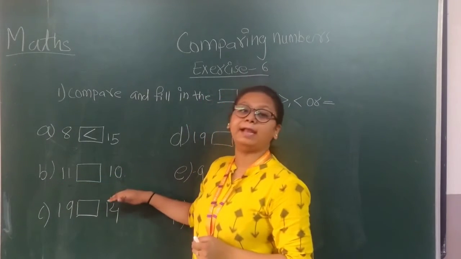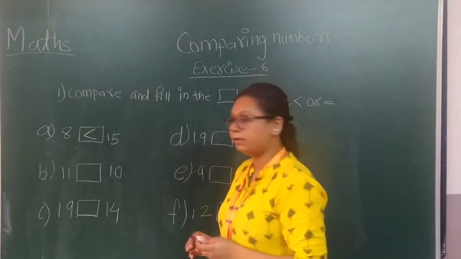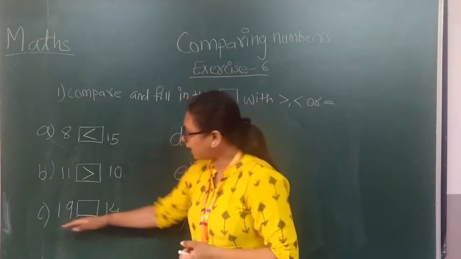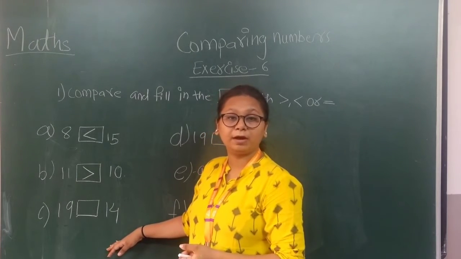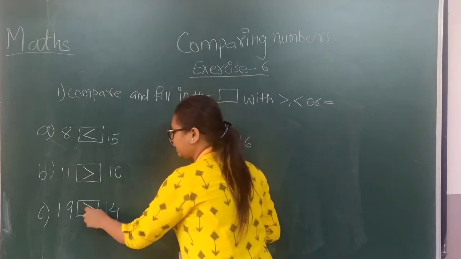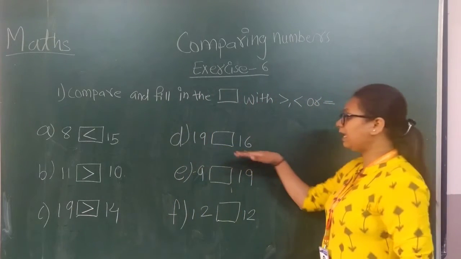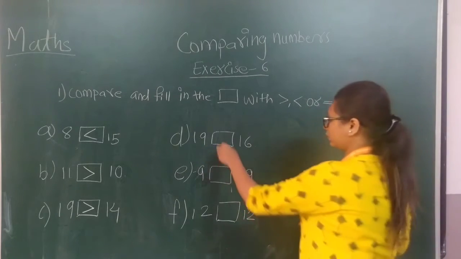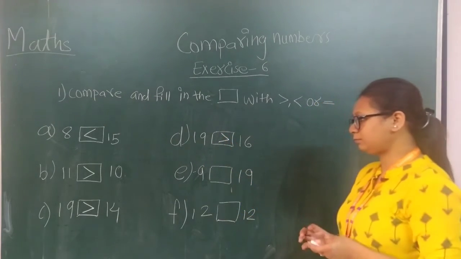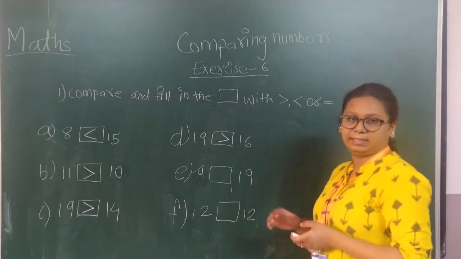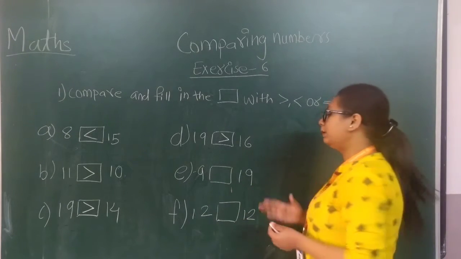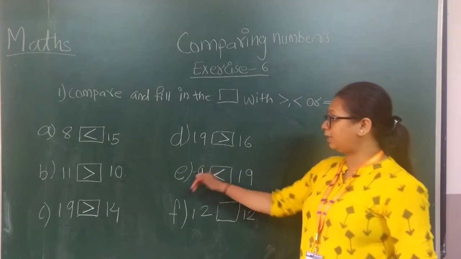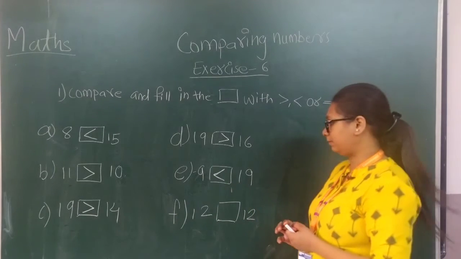Second one, 11 and 10. Which is the bigger number over here? 11. So towards 11. 19 and 14. Which is the bigger number over here? 19. So towards 19. 19 and 16. Which is the bigger number over here? 19. So towards 19. 9 and 19. Now which is the bigger number over here? 19. So towards 19. The mouth will open towards 19 and the tail towards the smaller number.